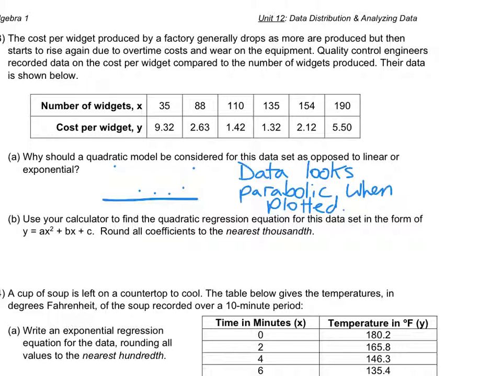and then round all your coefficients to the nearest thousandth. So what do you think I'm going to do? You just tell me. What button should I press? Stat, calc, quadratic, yeah. That's what I said. We're ready to rock and roll here.